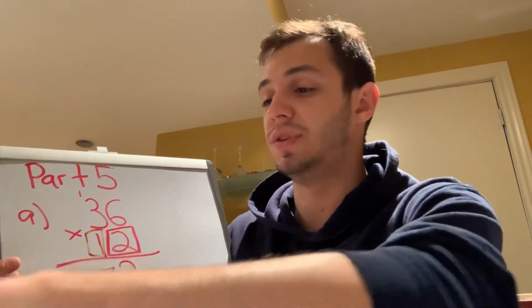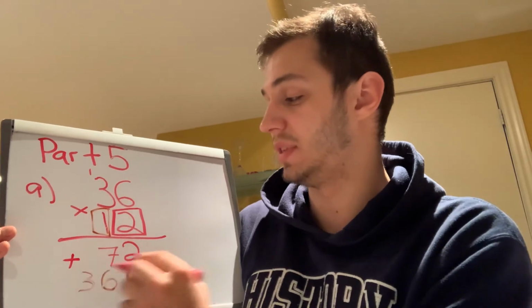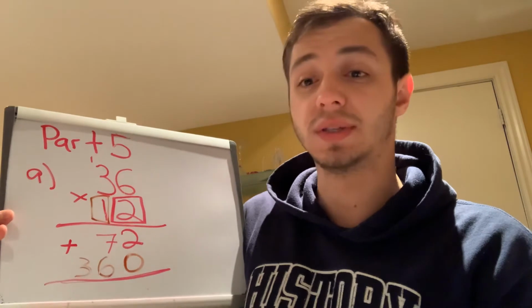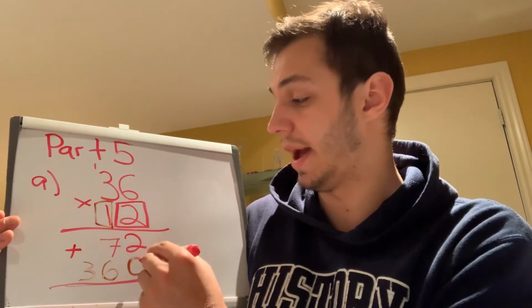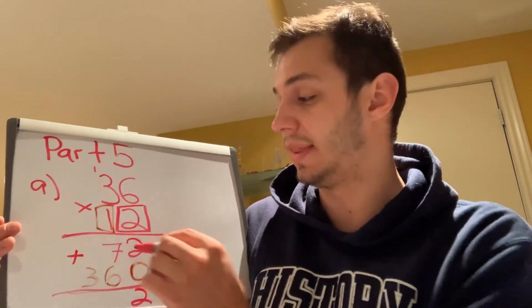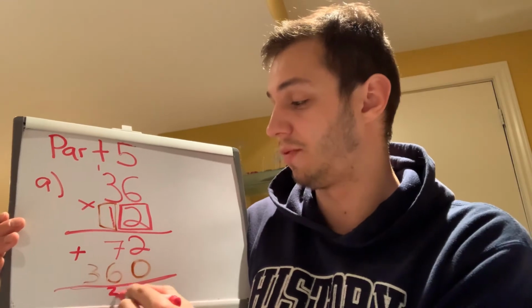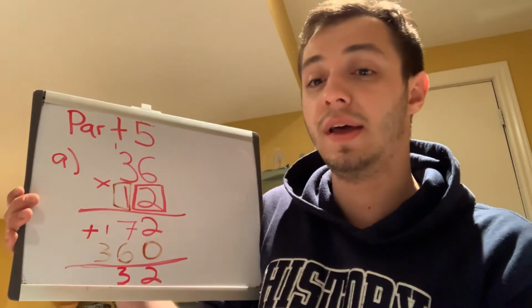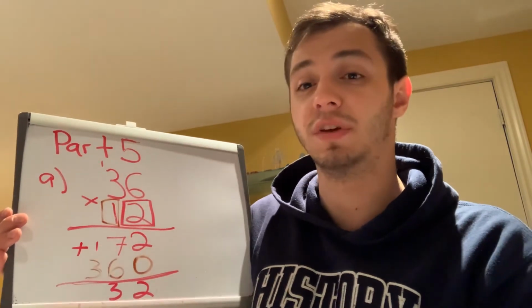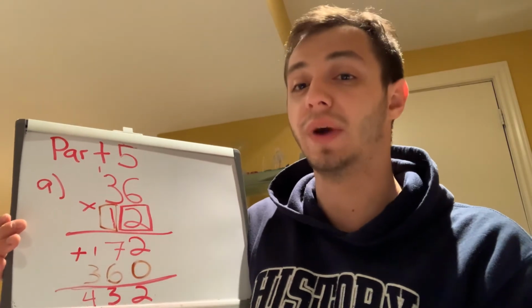So now what we have to do is add up these two numbers. So we're going to add up 72 and 360. Once again, I'm going to start in my ones column and add the 2 and the 0, which gives me 2. Next, I'm going to add the 7 and the 6, which gives me 13. I'll put my 3 here, carry my 1. And now my last step is going to be to add the 1 and the 3, which gives me 4, which gives me 432 as my answer.